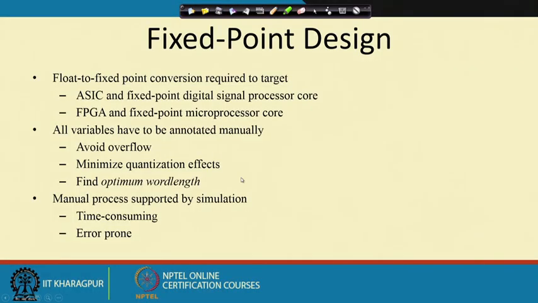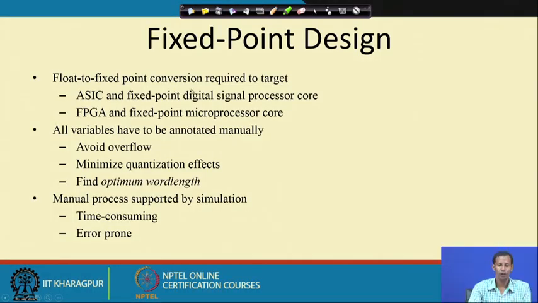So, due to this floating point to fixed point conversion, there is an effect which degrades the algorithmic performance, but it enhances the hardware performance. What the algorithmic performance is and what the hardware performance is, we will see later in this lecture. This float to fixed point conversion is required to target, as I said, either an ASIC or an FPGA based design.